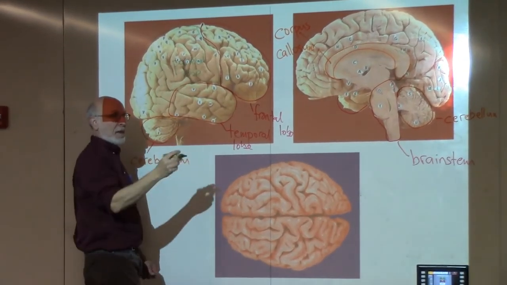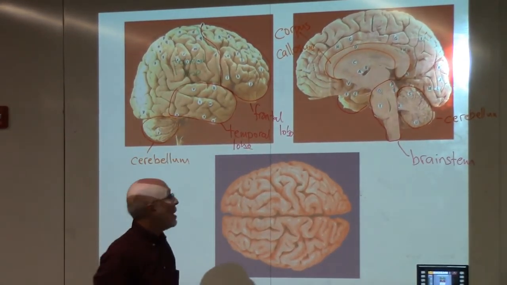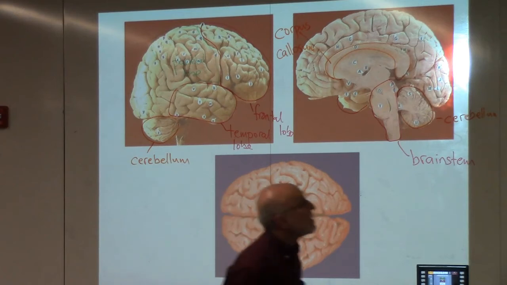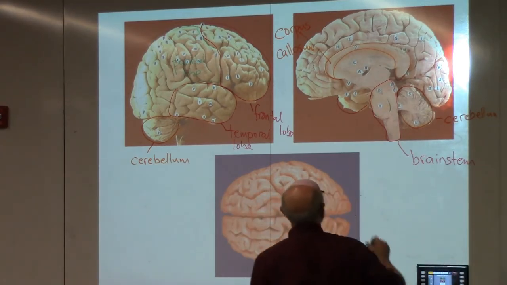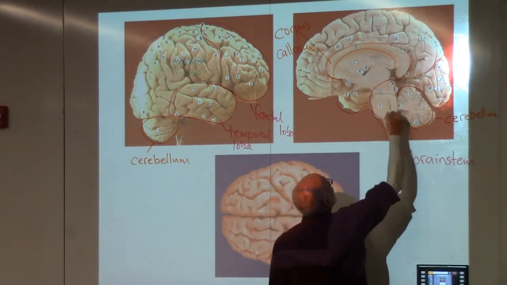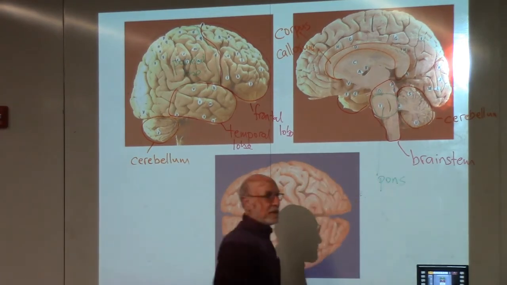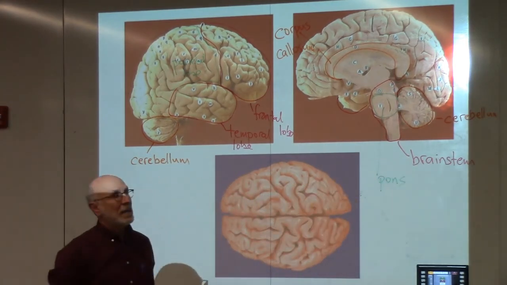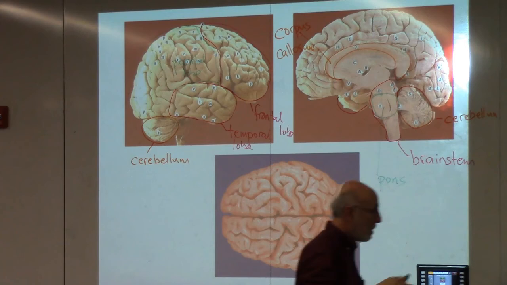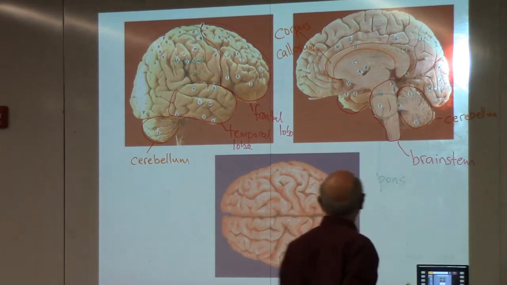Okay. Danielle? Pons. Show me, let's make sure you're accurate. That is the pons. So this area right here is the pons. See, some of you know this stuff already. Sheldon. Good, the thalamus.